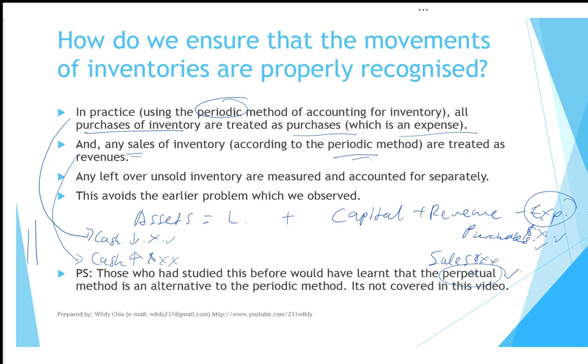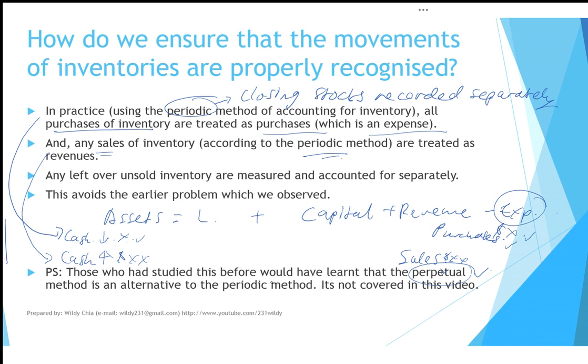Now you might say then, what about the remaining stocks that are unsold? In the periodic method, those stocks that are left over, what we refer to as the closing stocks, would be recorded separately. That means at the end of the month, there would be a way of finding out how much the closing inventory is, and then ensuring that these are properly recorded at month end or at year end. Okay, so that does it for the periodic method.